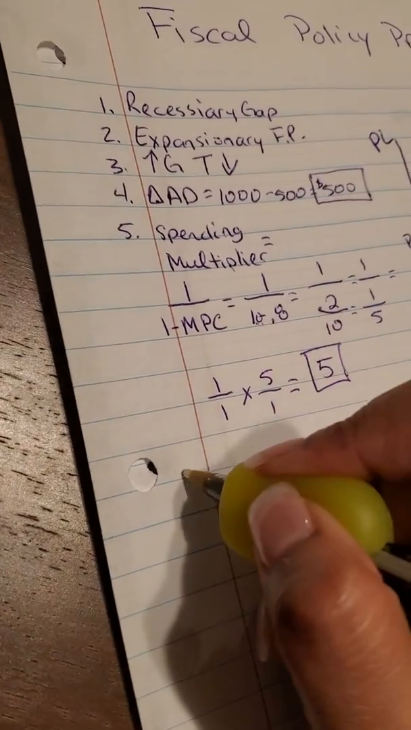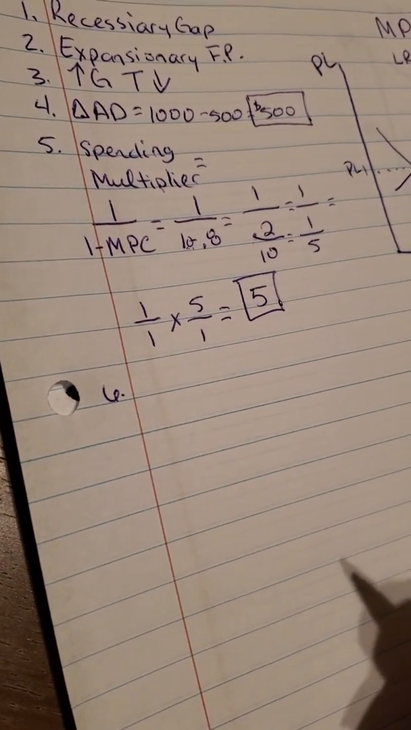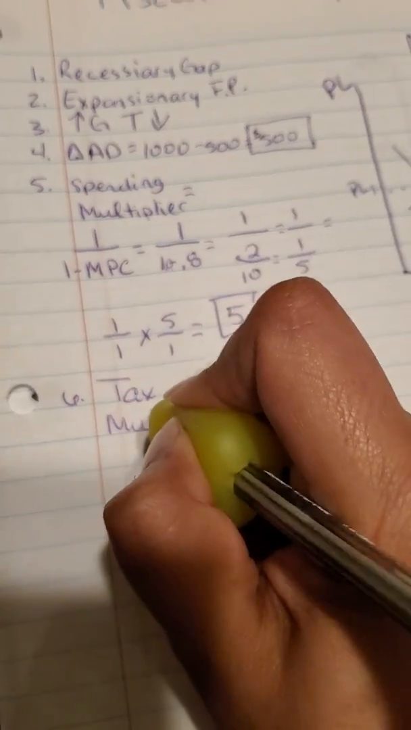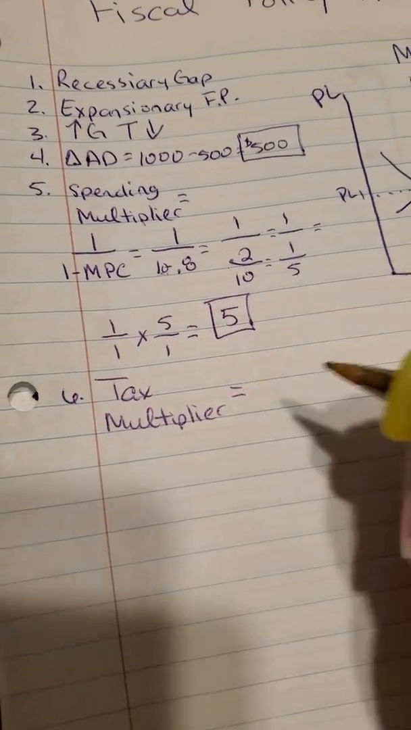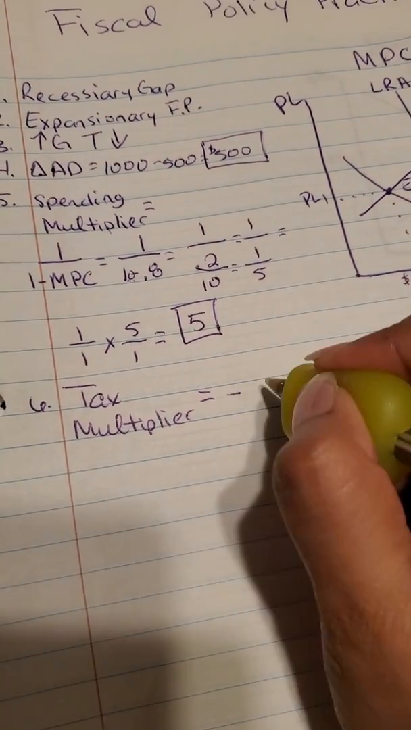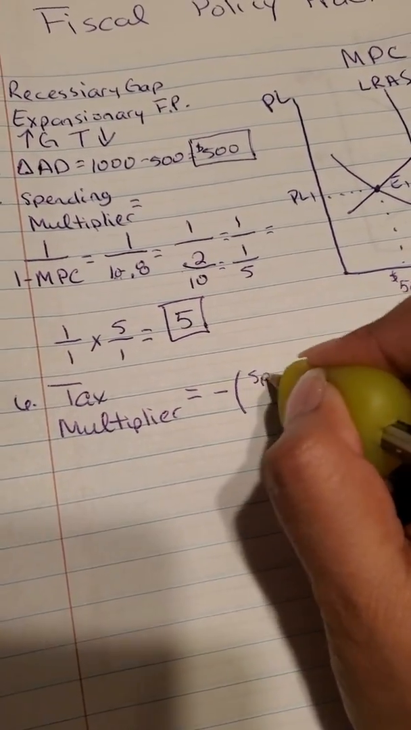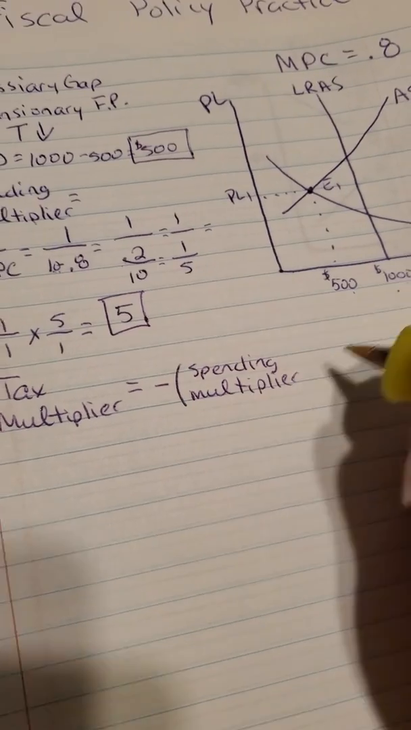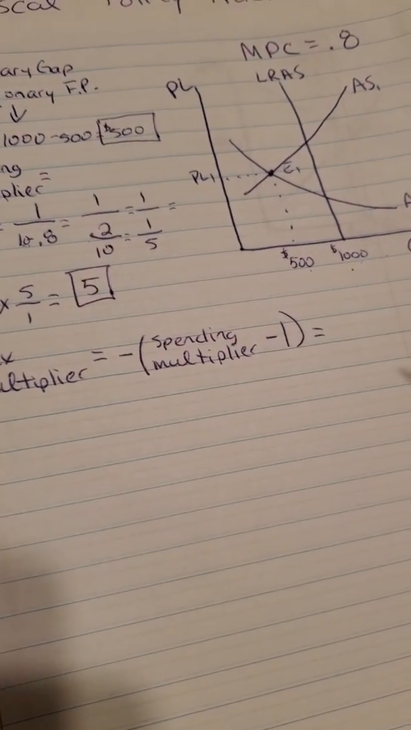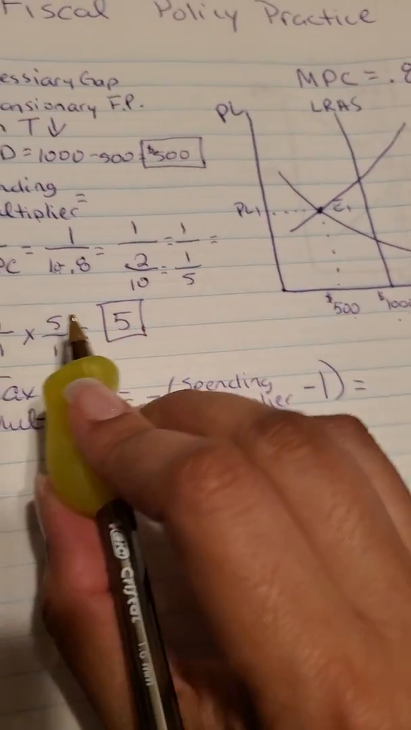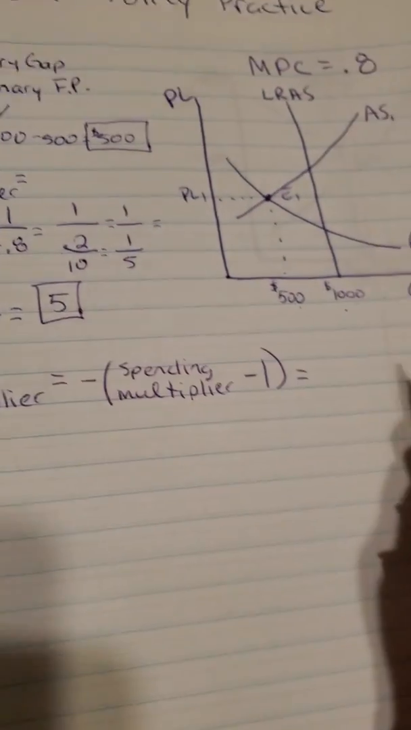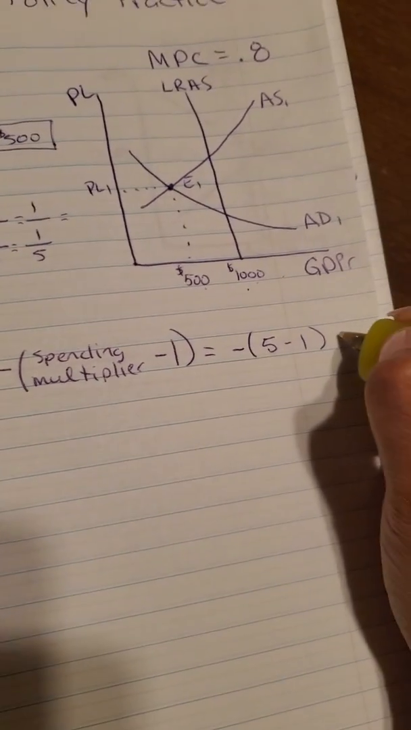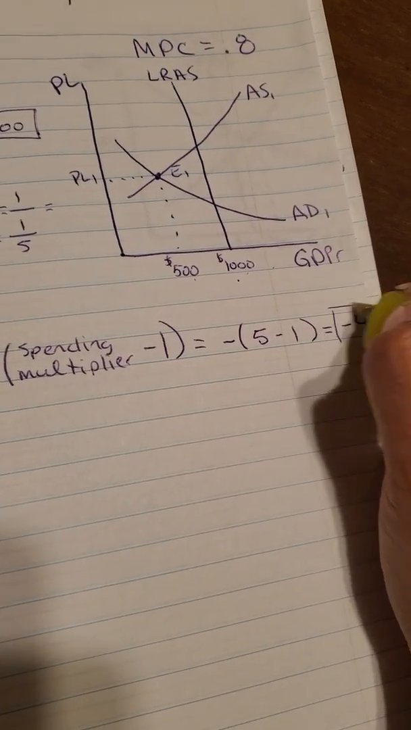The next thing, number 6, we're going to do is calculate our tax multiplier. Our tax multiplier is super easy because the equation is negative, open parentheses, spending multiplier minus 1, close parentheses. So our spending multiplier, we said in number 5, was 5. So negative, open parentheses, 5 minus 1, gives us a tax multiplier of negative 4.